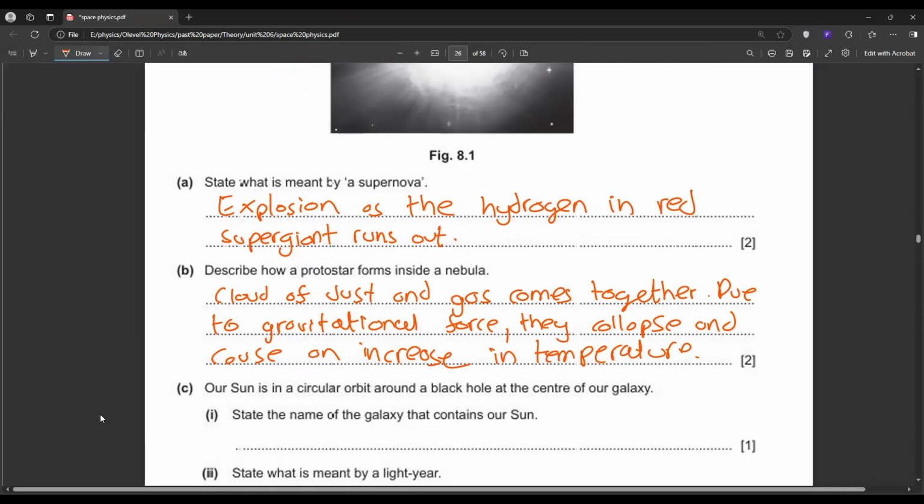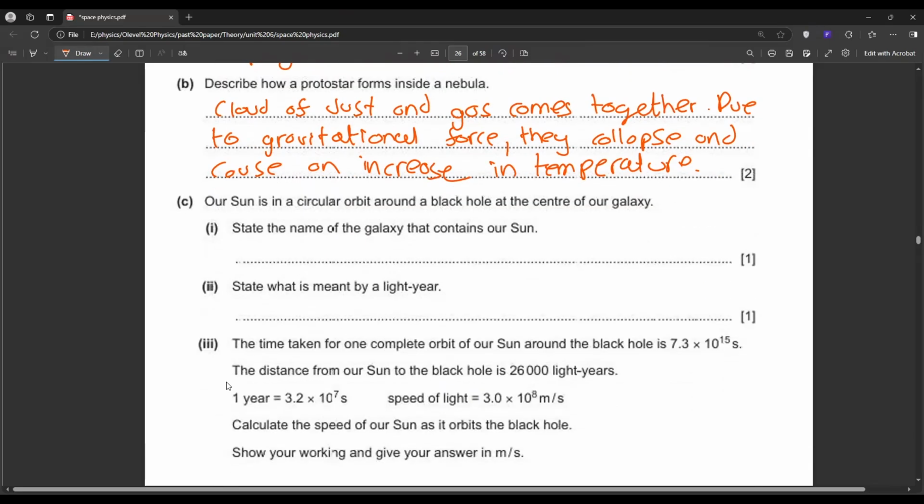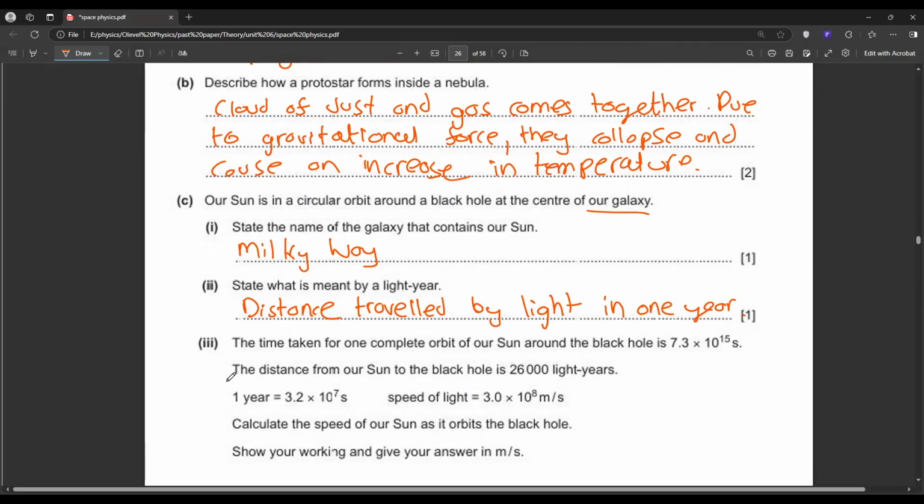Let's further move ahead. Our sun is in circular orbit around a black hole at the center of our galaxy. State the name of the galaxy that contains our sun. Milky Way. State what is meant by light year. Light year is the distance traveled by light in 1 year. Simple as that. Let's further move ahead.